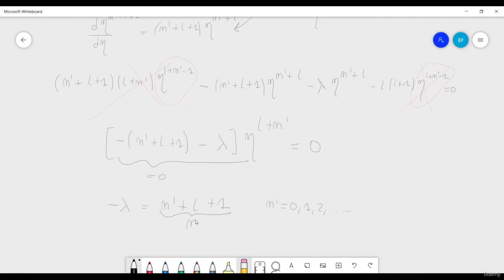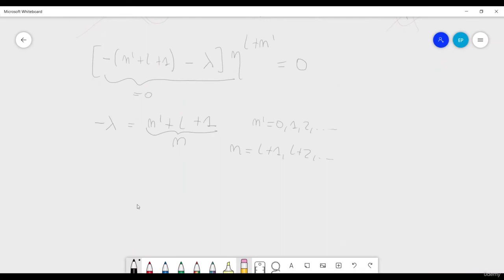But now if we call this integer n, from here we get that n starts at L plus 1, and then we get L plus 2, and so on and so forth. So this means that n is greater than or equal to L plus 1, or if you want, L is less than or equal to n minus 1. So you can also write it like this.